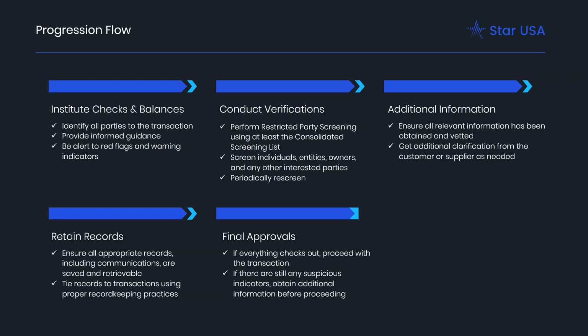And lastly, you want to make sure that there is a final approval process in place where if everything checks out, you can proceed with the transaction. There is a clear green light on what was done. This is sufficient. We are in the clear. Go ahead and make the transaction happen. But if there are still any suspicious indicators, go back to that additional information step and get that information and screen it or vet it before you proceed with the transaction. Know when to say go ahead and know when to say not yet.